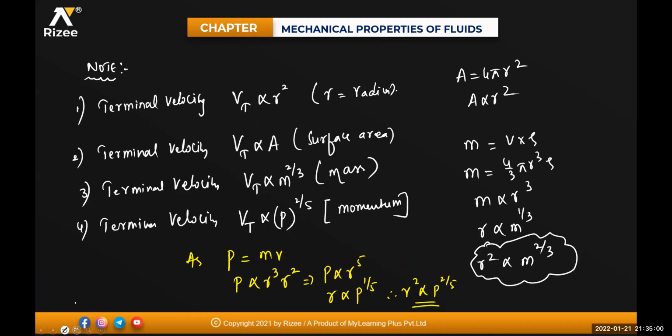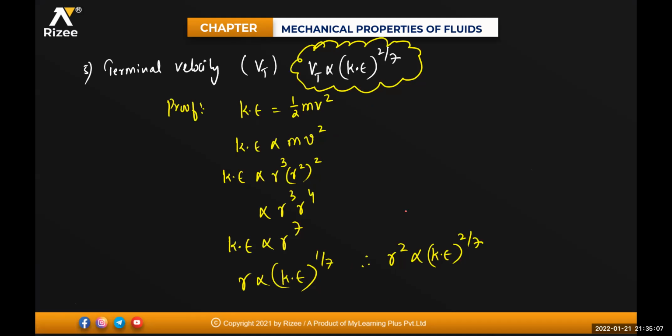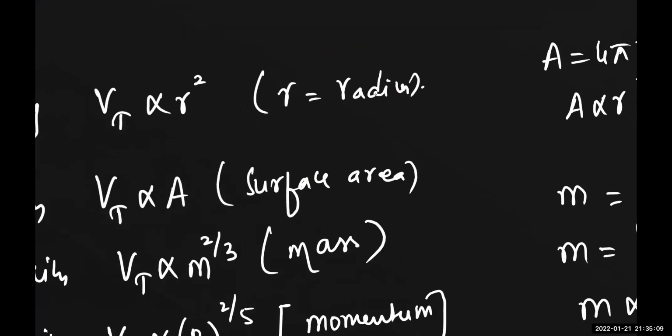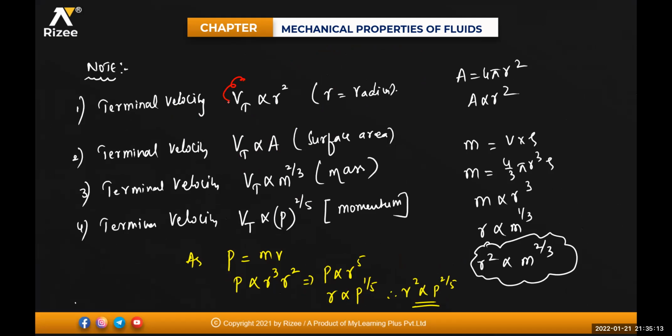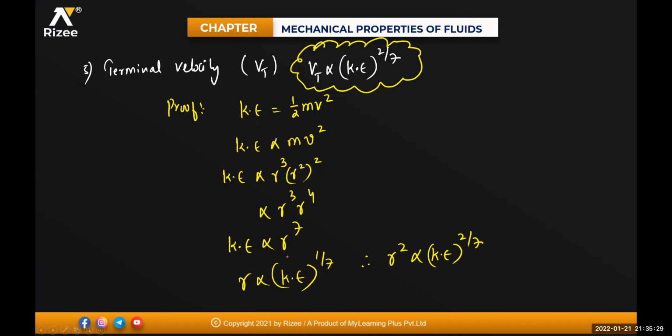Terminal velocity is directly proportional to r square, where r is the radius. It is directly proportional to the surface area, directly proportional to the mass to the power of 2 by 3, directly proportional to the momentum to the power of 2 by 5, and directly proportional to the kinetic energy to the power of 2 by 7. Clear, beta?